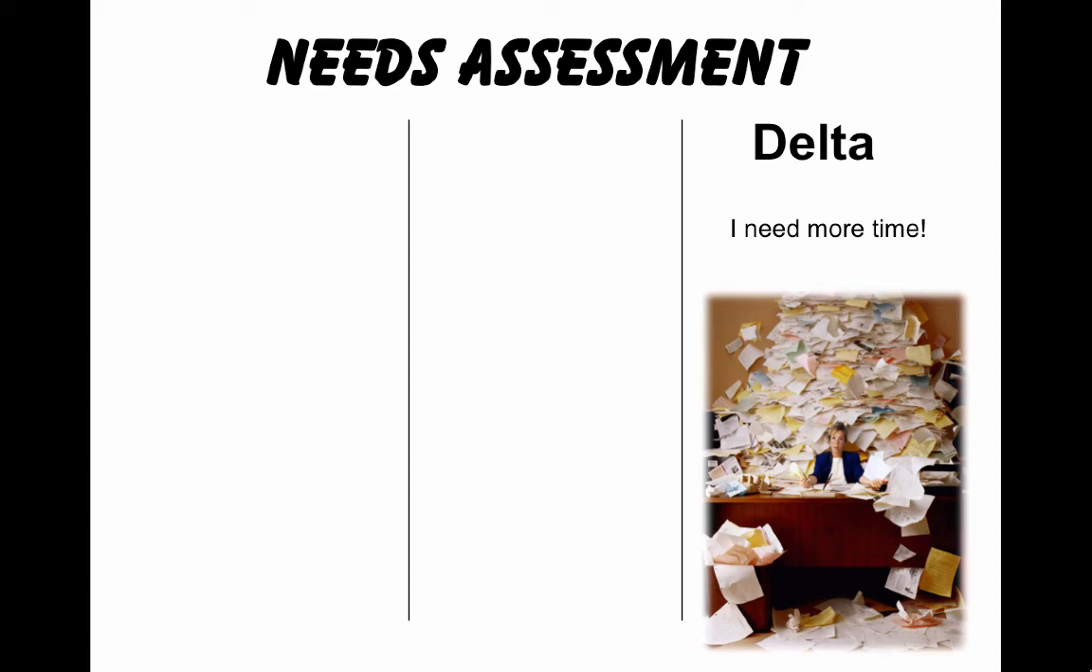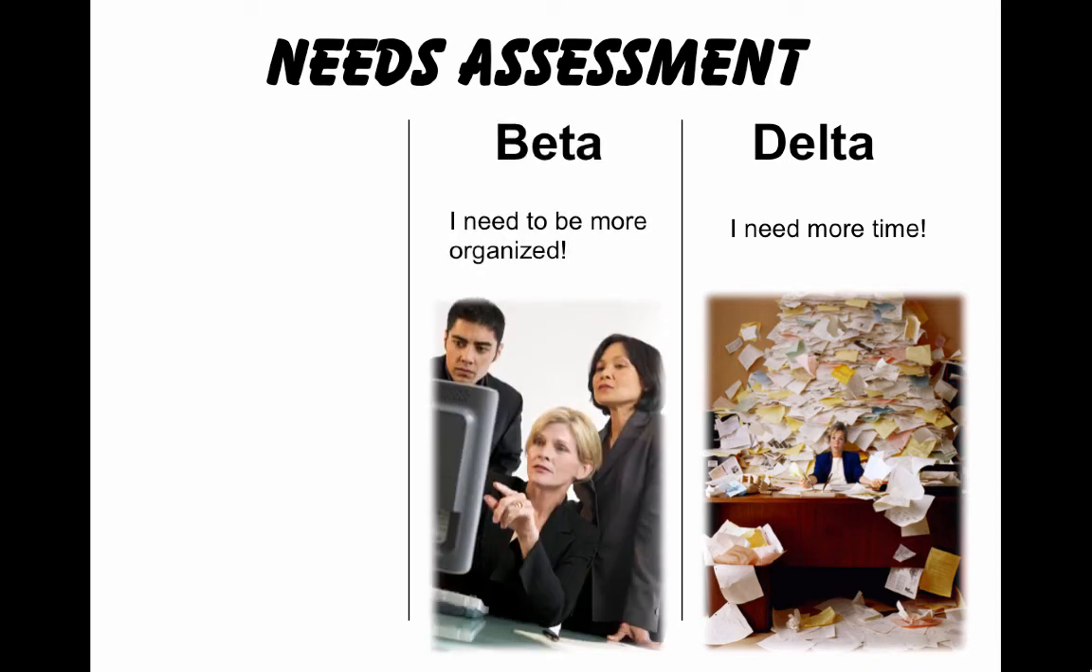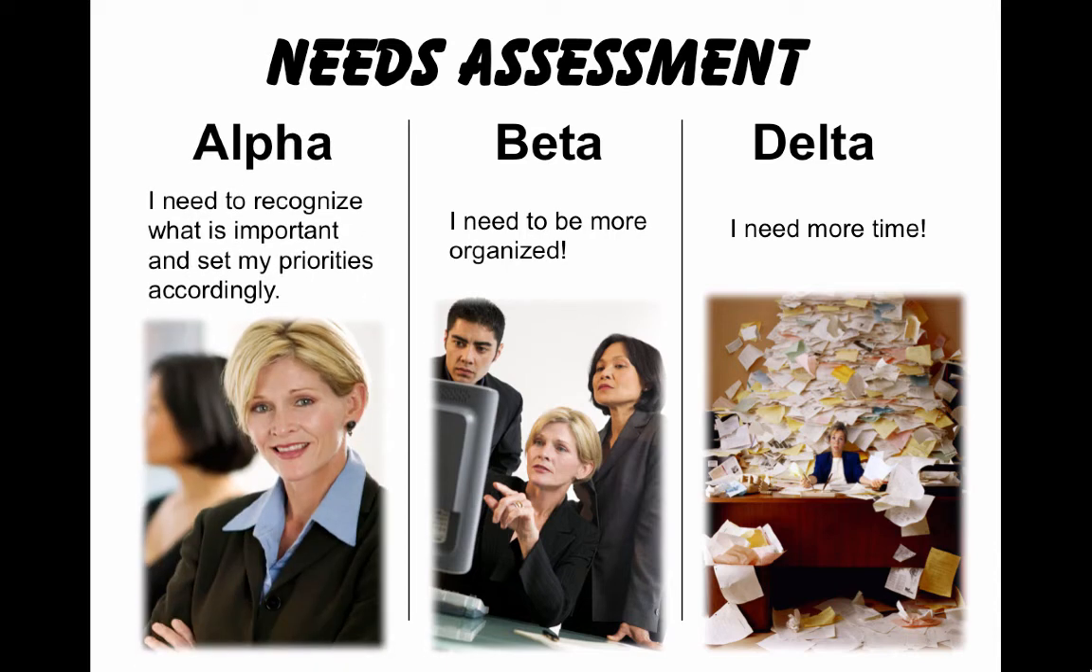How about this? I need to be more organized. That's a good idea. The problem is when you have too many tasks for one human being, it's not possible to get everything done. So here's the alpha: I need to recognize what's important and set my priorities accordingly. So it's a good way to think about the reality of alpha level needs.